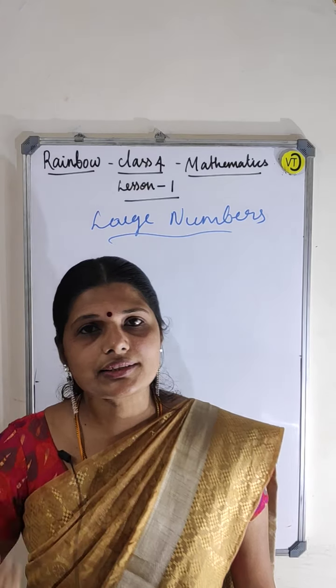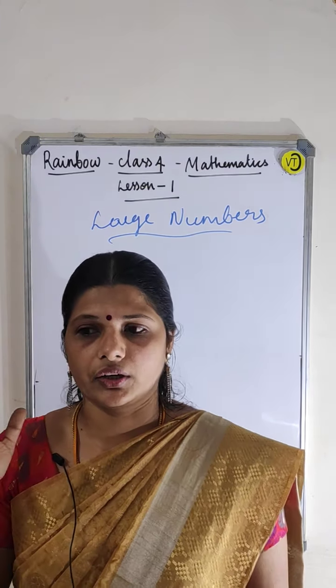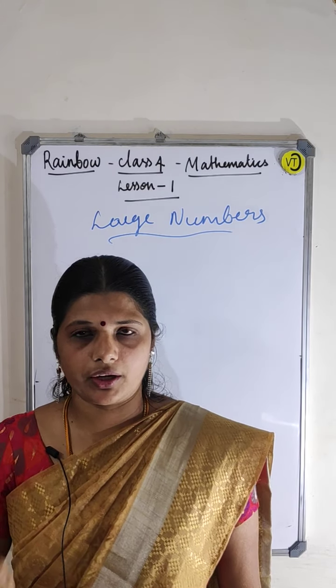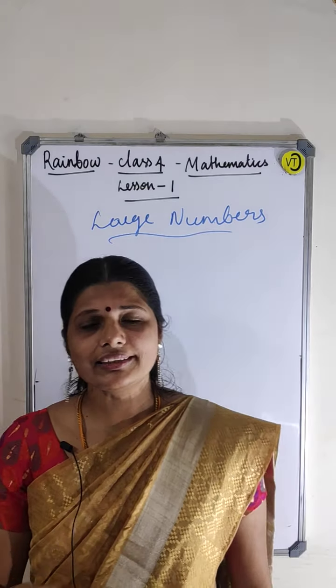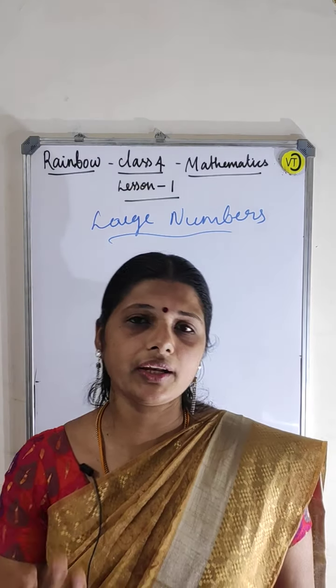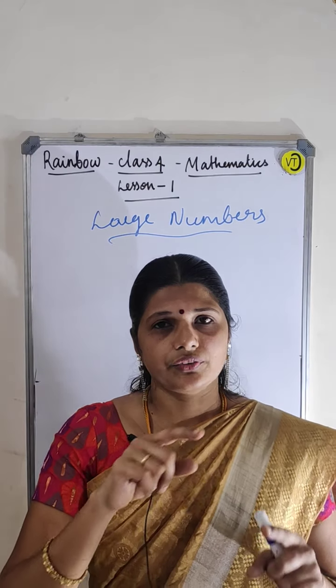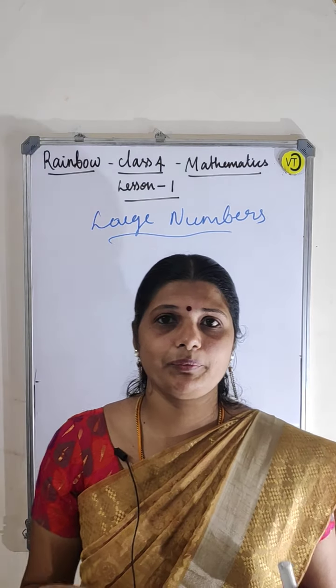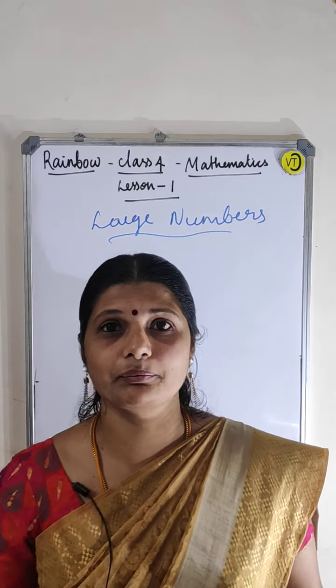Then the smallest number, how can you write it? 1, 2, 4, 5, 7, 9. This is the ascending order. How can you write the ascending order? You have to write from small to big. Then you will get the ascending order, and you will get the smallest number.